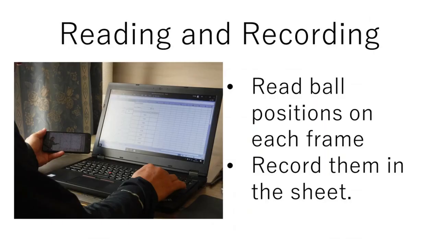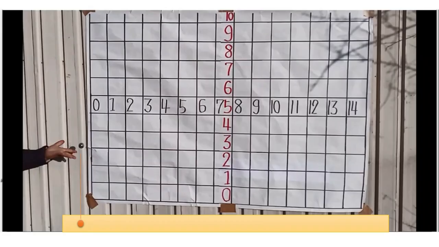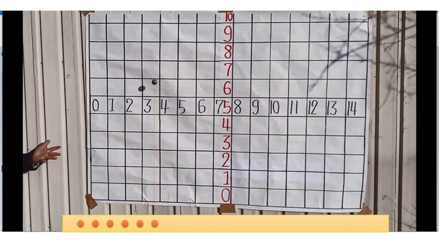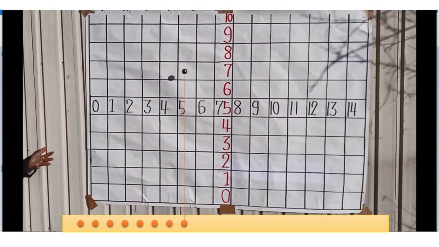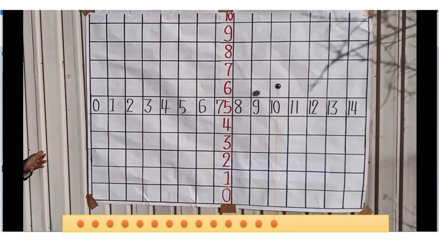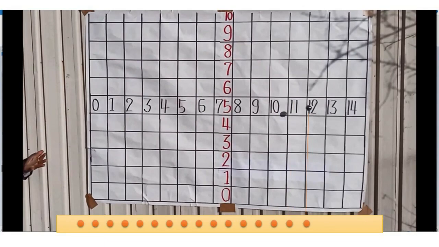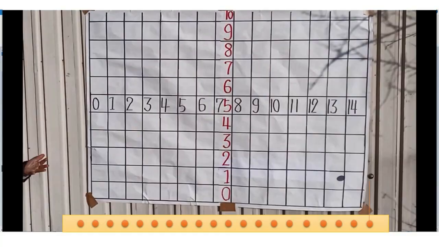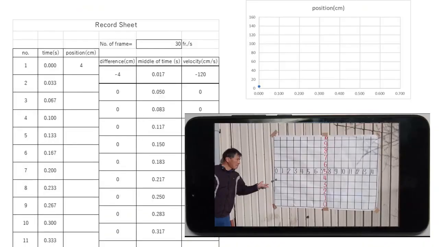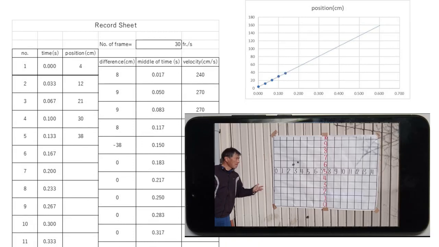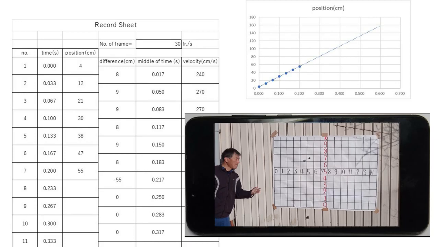Let's read and record the ball position from each frame of the video. Let's start by analyzing the horizontal movement. The position of the ball for each frame is read and recorded. Calculation and the graph can be done at the same time.